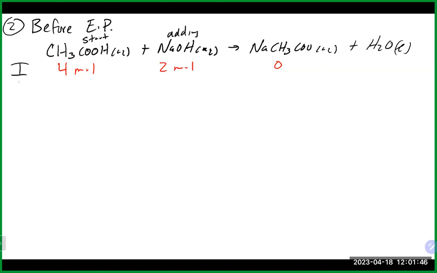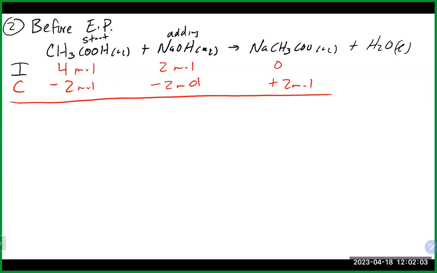Since we are not at the equivalence point, what we know is our sodium hydroxide in this case will be like the limiting reagent. So it should be the change that should occur here, -2, -2, and perhaps a +2 on this side. That gets us to the equilibrium of 2 moles of this guy, 0 this guy, and 2 moles of that guy. Any questions on that so far?